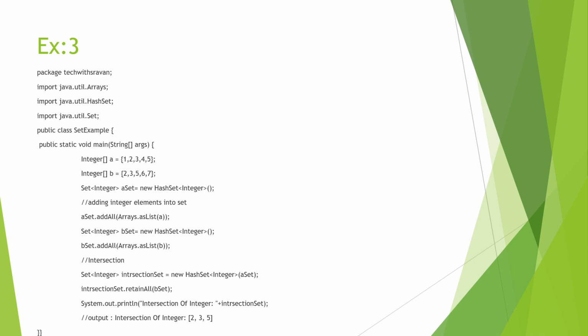Set<Integer> aSet equal to new HashSet. I am repeating the same way, adding the integer elements into a set and b set. In the intersection set, first I am taking the a set and we have one method called retainAll. Earlier we used addAll, now we are using retainAll. So retainAll of b set gives the common elements in both the sets, retaining the common elements. If you see the intersection in System.out.println, it is printing 2 3 5.